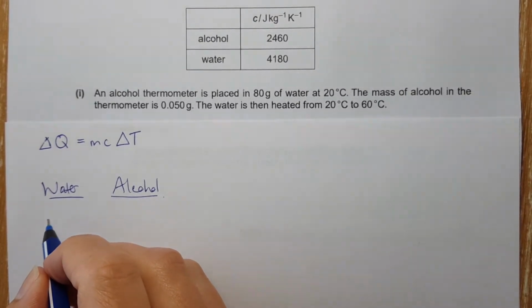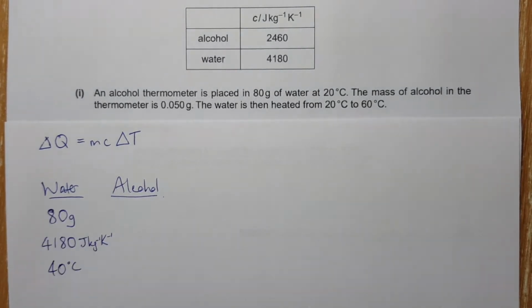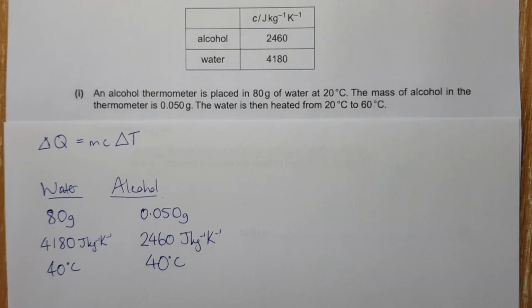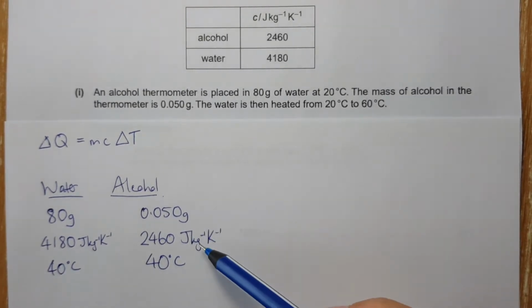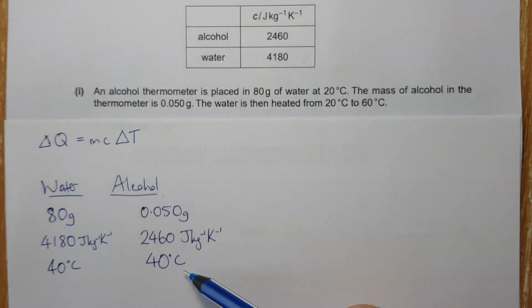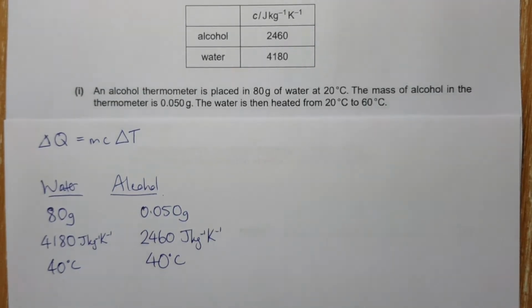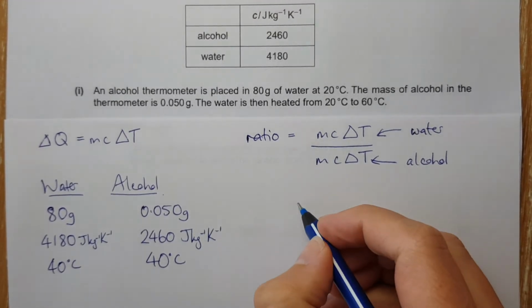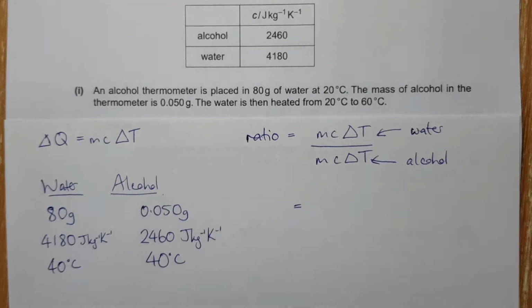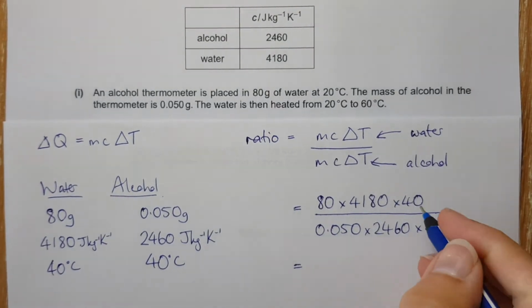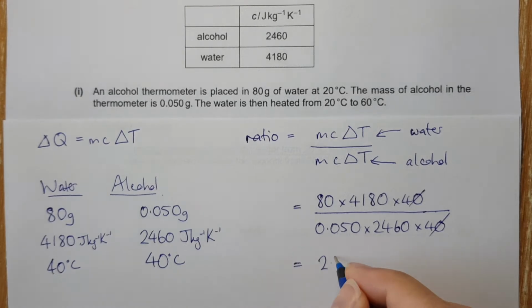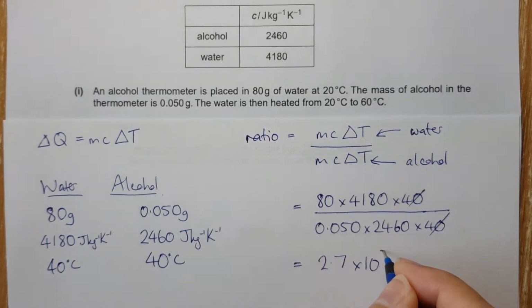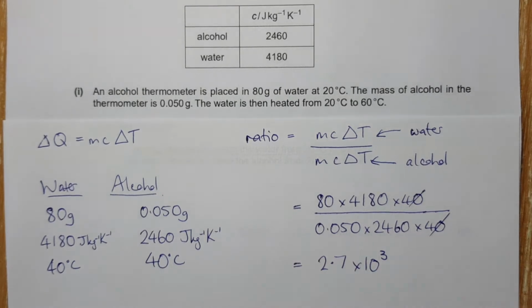So for the water, we've got a mass of 80 grams, that's its specific heat capacity, and we're heating it up by 40 degrees. And for the alcohol, a very small mass there, that's its specific heat capacity, and again, heating it up by 40 degrees. So now we're ready to write the ratio. As we said, no constant, so there's nothing to cancel, but we can go straight ahead and put our values in. And this gives 2.7 times 10 to the 3 for that one.